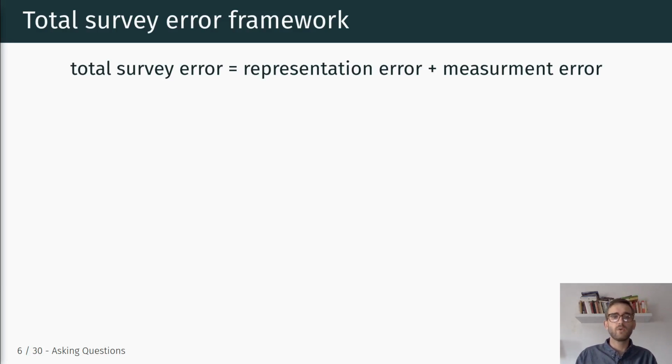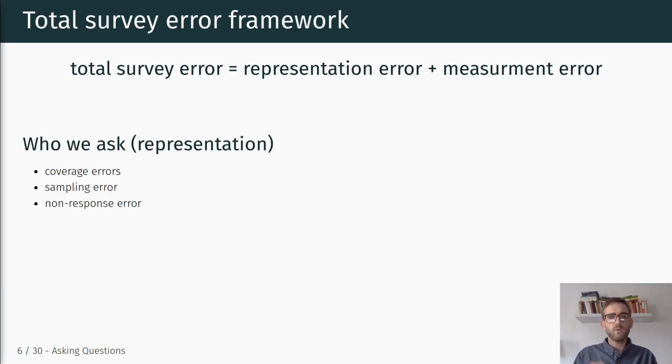Okay, so specifically, when we talk of the total survey error, we mean the combination of representation error and measurement error. Okay. So what is representation error? Representation error are all the errors that are related to who we are asking in our surveys, and that's what we mean by representation, right? So those include aspects like potential coverage error.